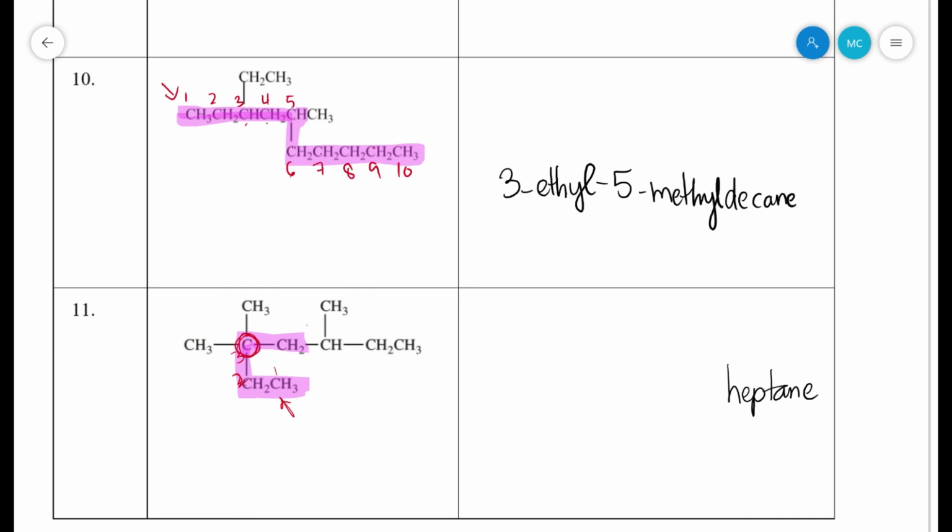Okay. So it would be 1, 2, 3, 4, 5, 6, 7. So there are two methyl groups on carbon number 3 and 1 methyl group on carbon number 5. So it will be 3,3,5-trimethylheptane. So 3,3,5-trimethylheptane. Okay, so that's for number 11.